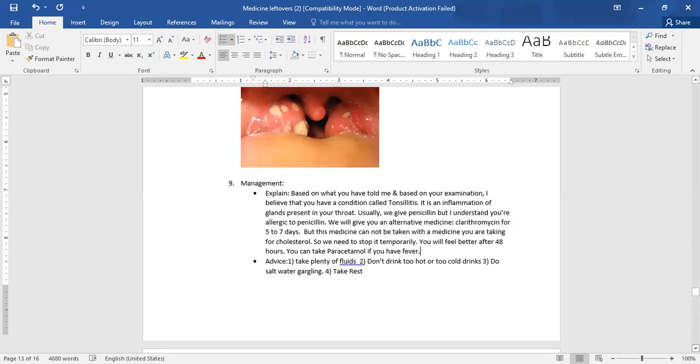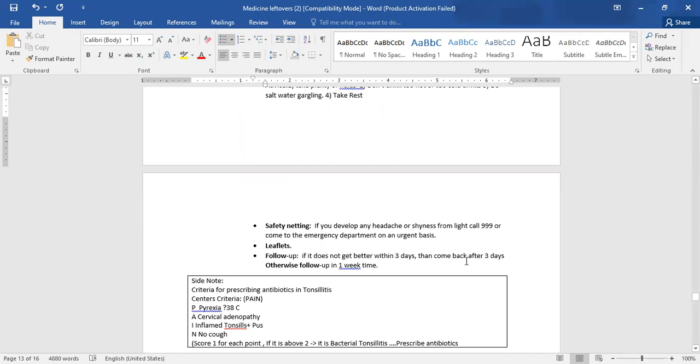Okay. And then you have to safety net for meningitis, because any infection of the throat can go to the brain. So if you develop any headache or any sensitivity to light, please call 999 or come to the emergency department on an urgent basis. Offer the leaflets and follow up. If it does not get better within 3 days, then come back after 3 days. Otherwise, follow up in 1 week's time.